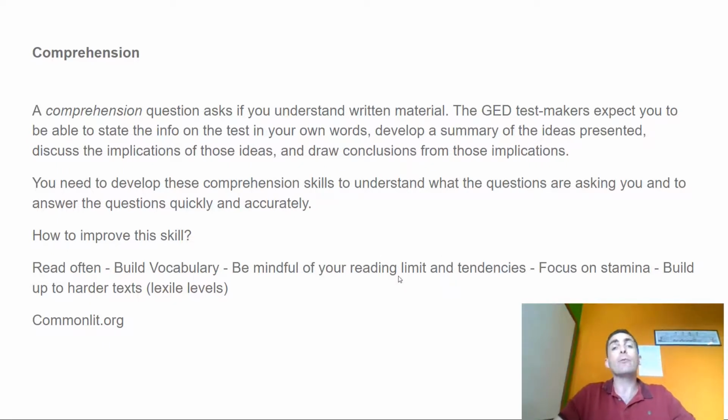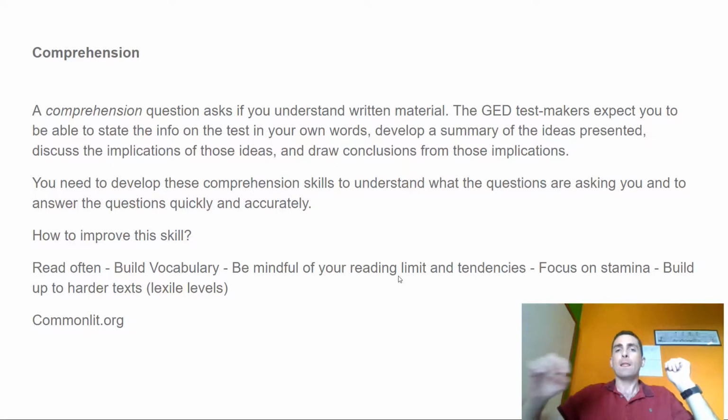So what do I mean by reading limit? Well, everyone has a threshold that they reach with reading where they can't take anything more in. So when you're practicing with Common Lit, for example, really be mindful of that point you reach where your head becomes waterlogged. It becomes so packed full of information you can't think anymore. Is that after 15 minutes? Is it after half an hour? Is it after 45 minutes? It's worth making a note of this, a mental note, if nothing else.